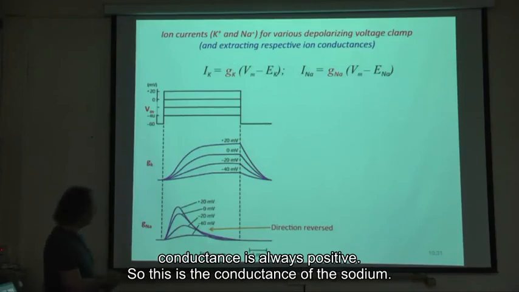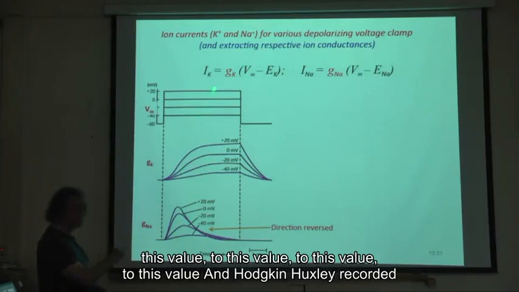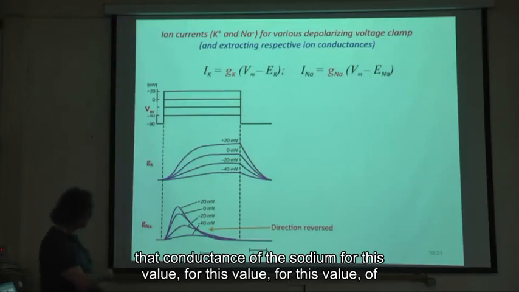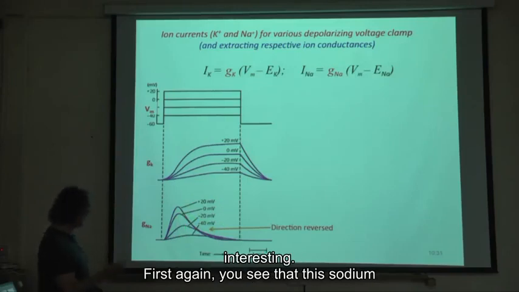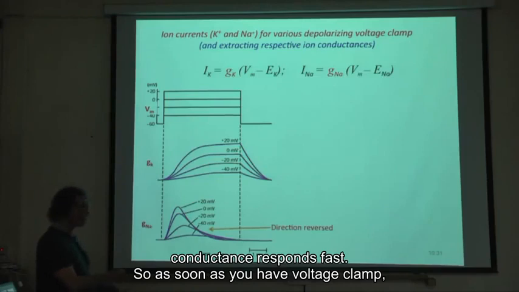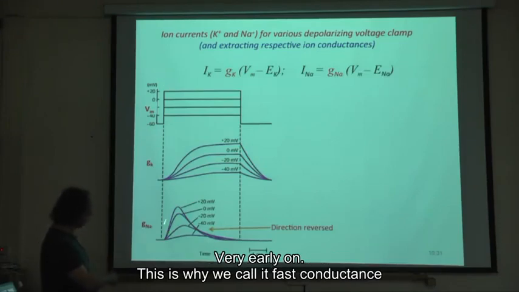Conductance is always positive. So this is the conductance of the sodium as a function of this voltage clamp. Again, we voltage clamp to this value, to this value, to this value, and Hodgkin-Huxley recorded the conductance of the sodium for each of these values of depolarization. And here again you see something interesting. First, you see that this sodium conductance responds fast. As soon as you have voltage clamp, very early on you get a conductance change. This is why we call it fast conductance change.